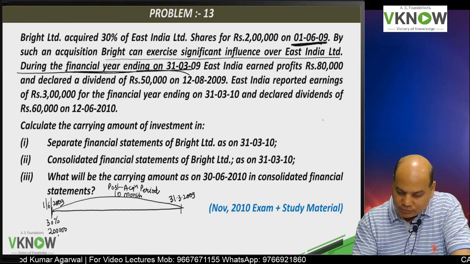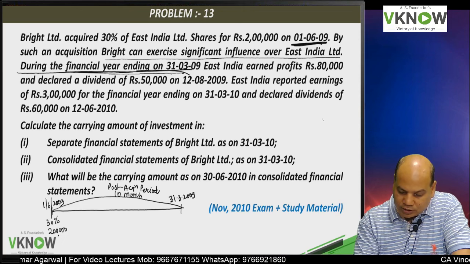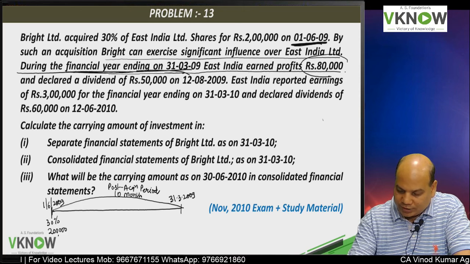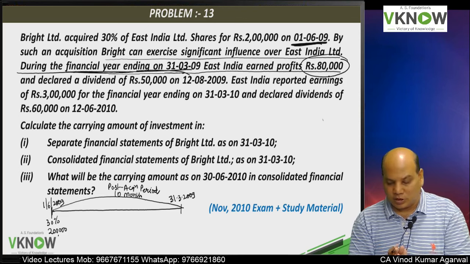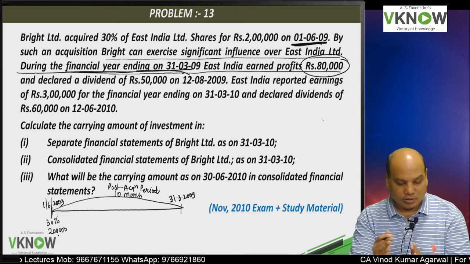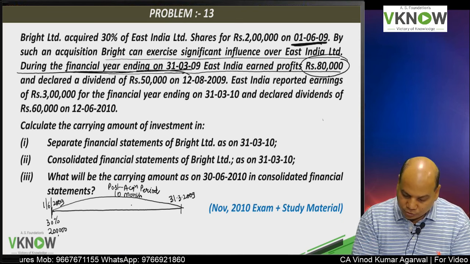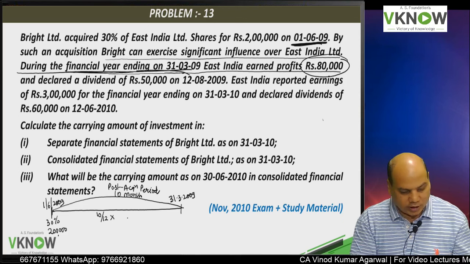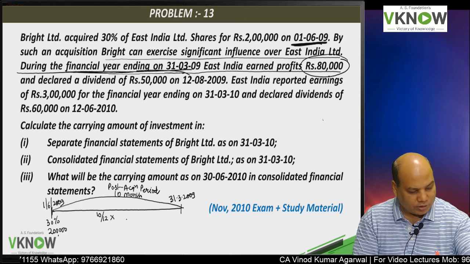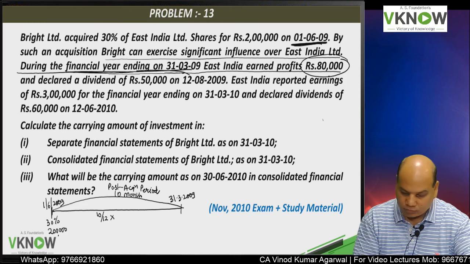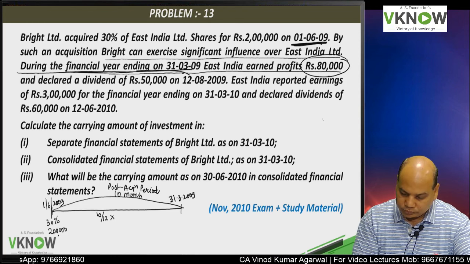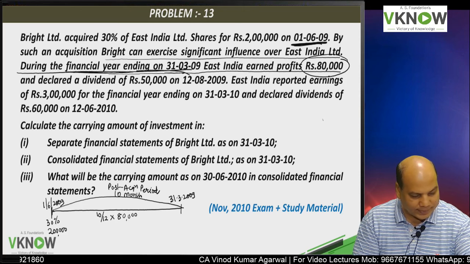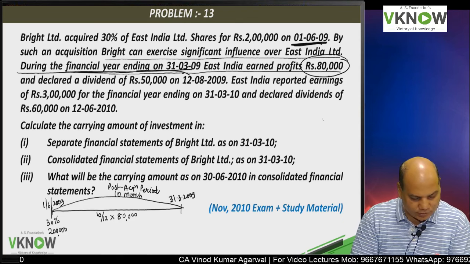Now the problem is, during the financial year ending, this company earned a profit of 80,000. Now this 80,000 will have to divide into two parts. First 2 months, next 10 months. So profit of 10 months period will be 10 by 12 into 80,000. Is it 80,000?